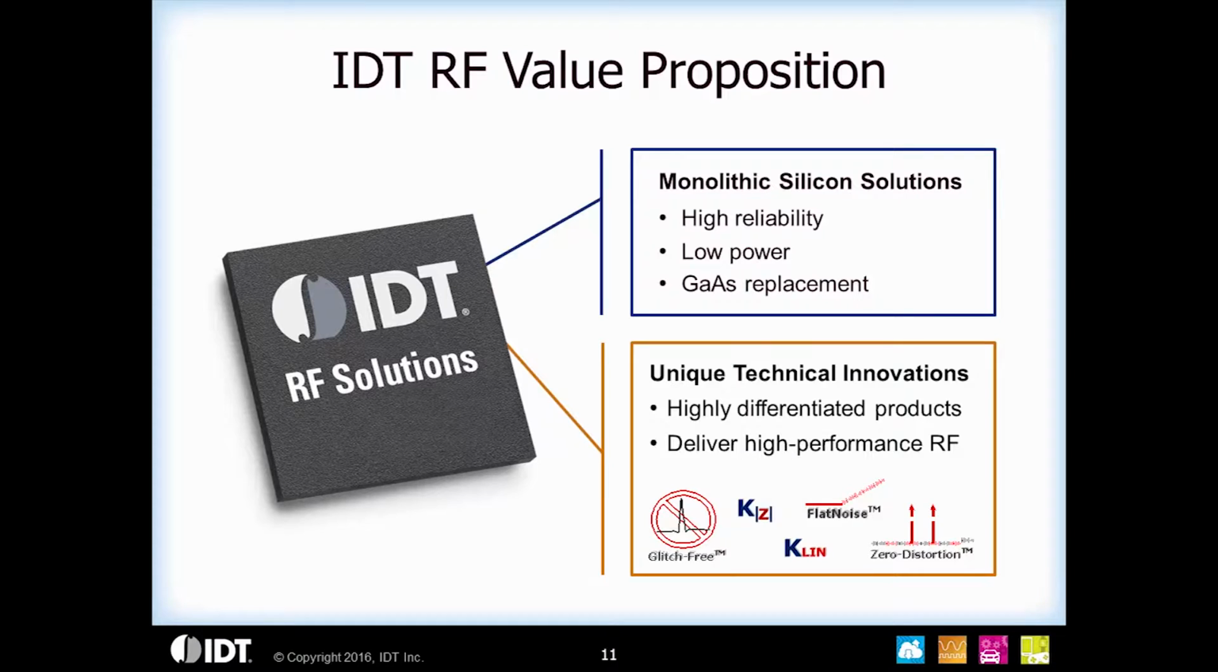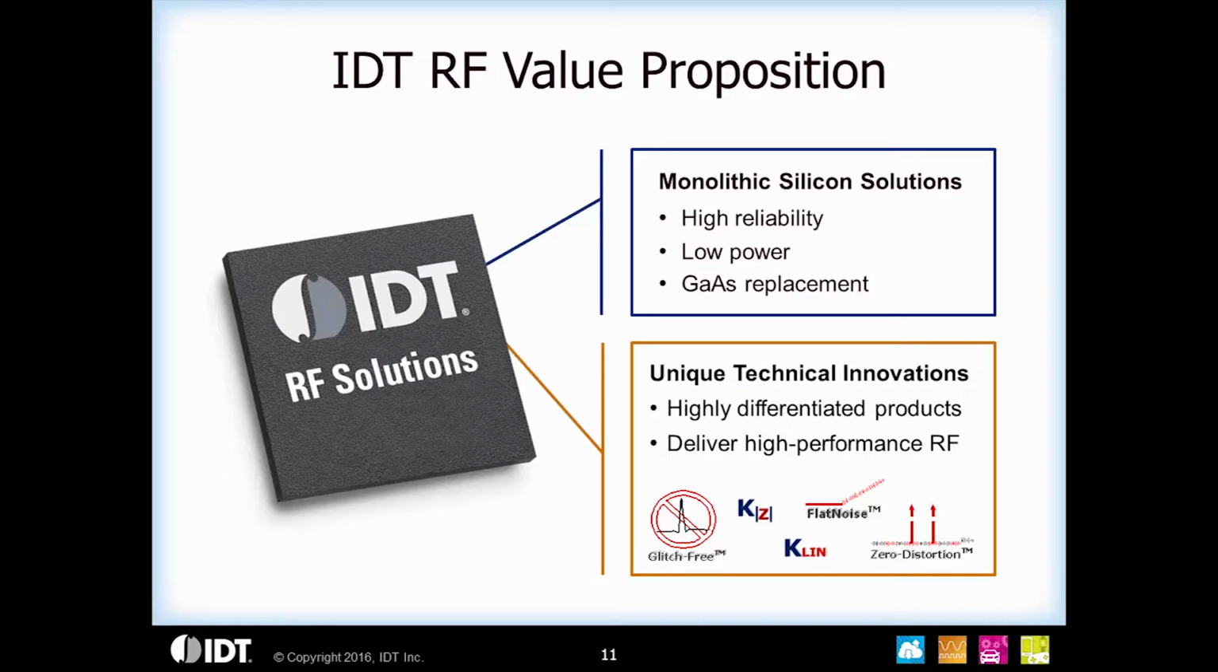Now that we have gone over IDT's unique technical innovations, let's talk about the unique value proposition IDT has with our RF products, which enable us to provide a highly differentiated solution to our customers. IDT uses silicon-based technology for our RF products. Due to using silicon-based technology, we are able to provide you high reliability, low power, and silicon-based technology is a replacement to the traditionally used gallium arsenide technology for RF products.